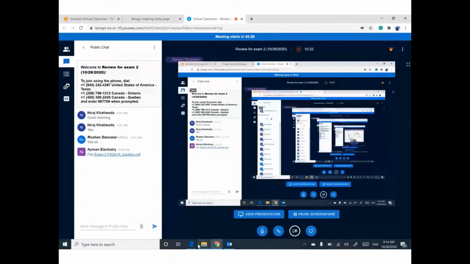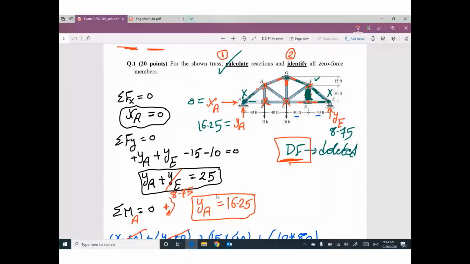So the second question, what do you think about this problem? Is it easy? Is it difficult? Is it impossible? It's 20 points. So what do you think?